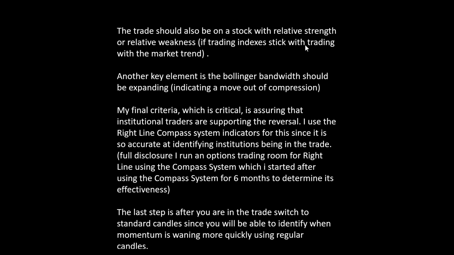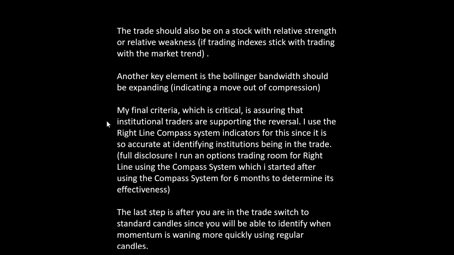And again, the trade should also be on a stock with relative strength or relative weakness to the SPY. So again, the criteria that we use for the highest probability trade setups are still existing here. What we're trying to do is enhance our entry by using a Heiken-Ashi candle. And the Bollinger Bands expanding, that's pretty much going to be true when you get a good Heiken-Ashi reversal. And again, the final criteria, which is critical, of course, is assuring that institutional traders are supporting the reversal.